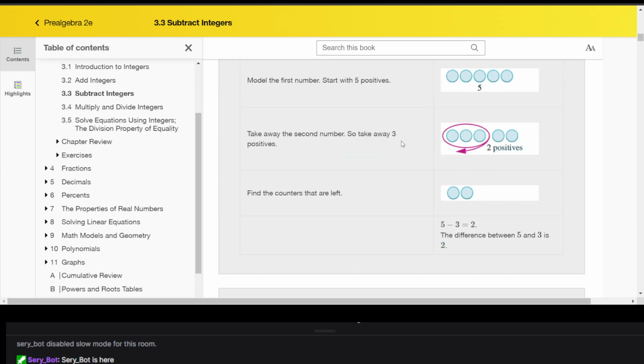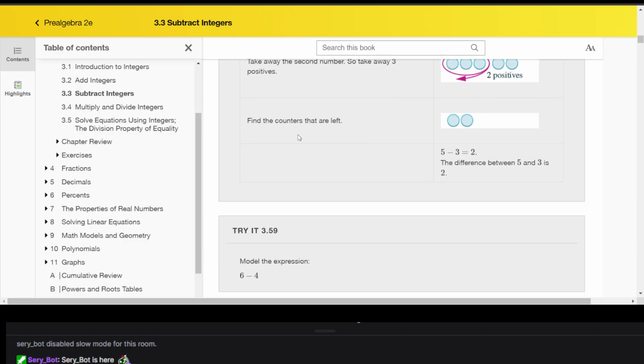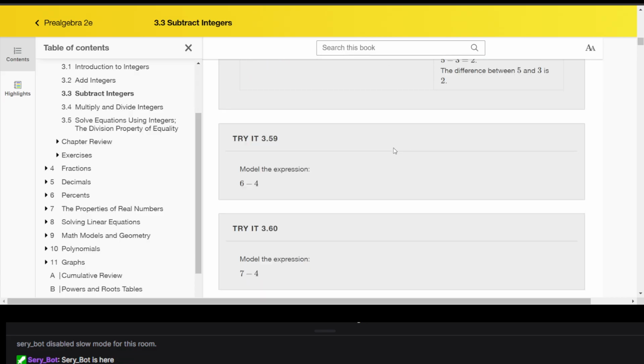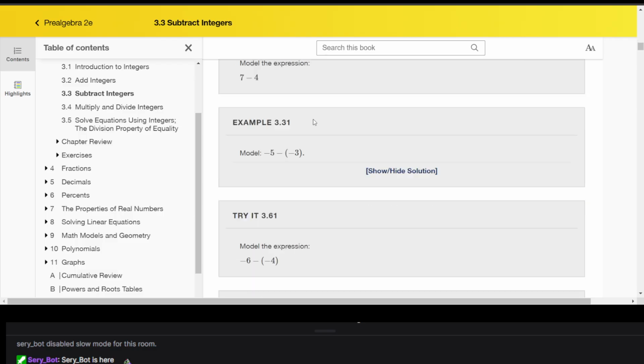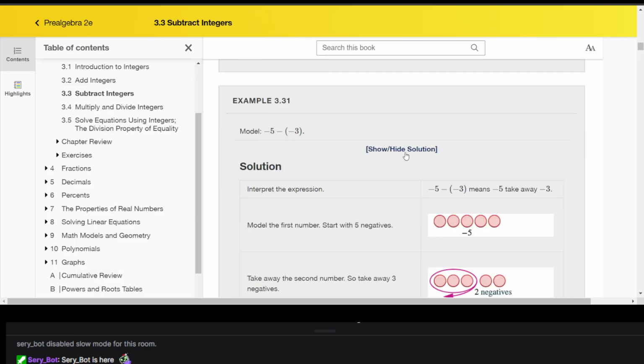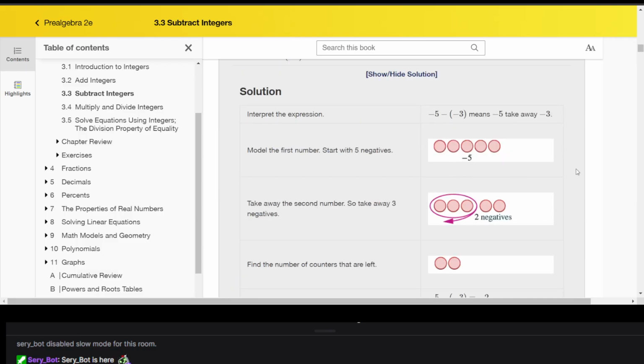Let's find the counter to the left, yep. 5 minus negative 3.